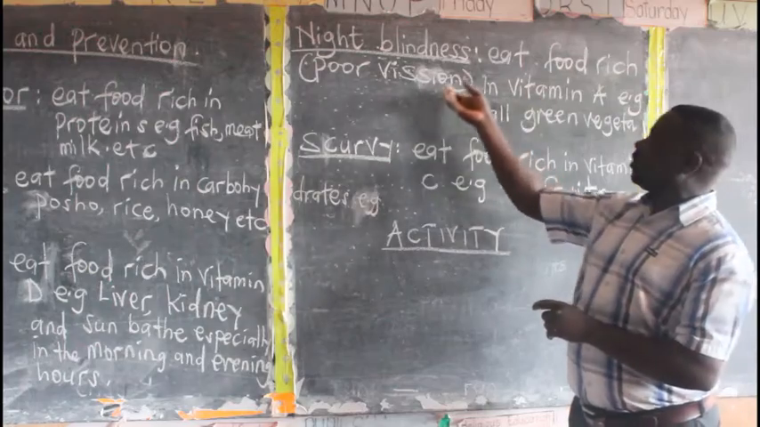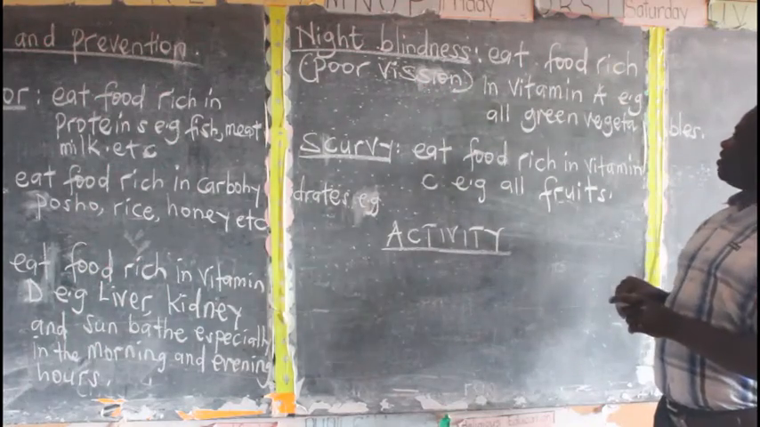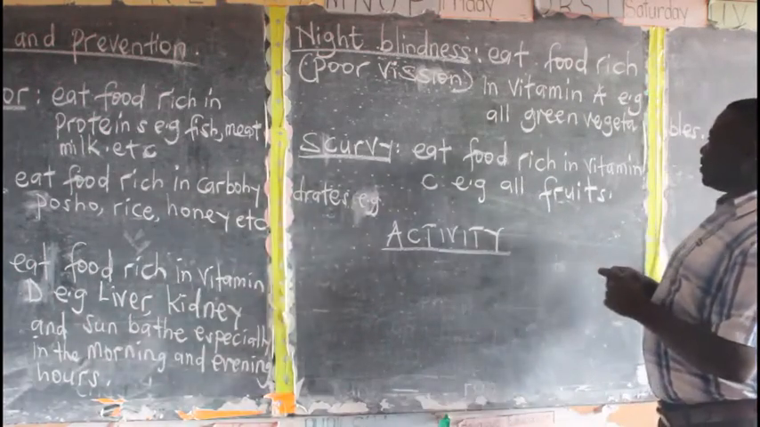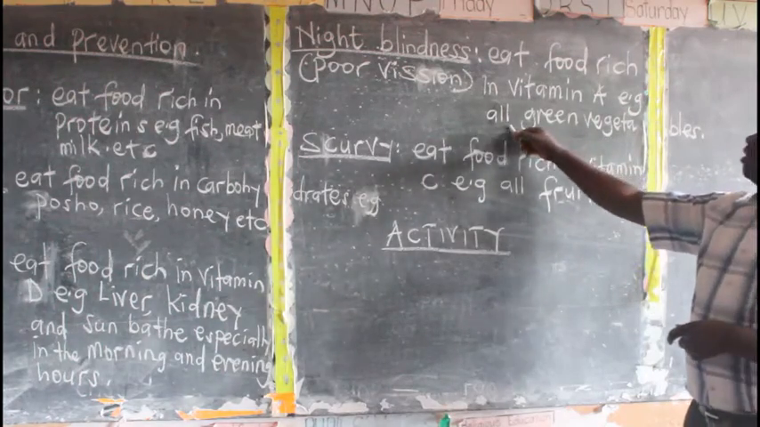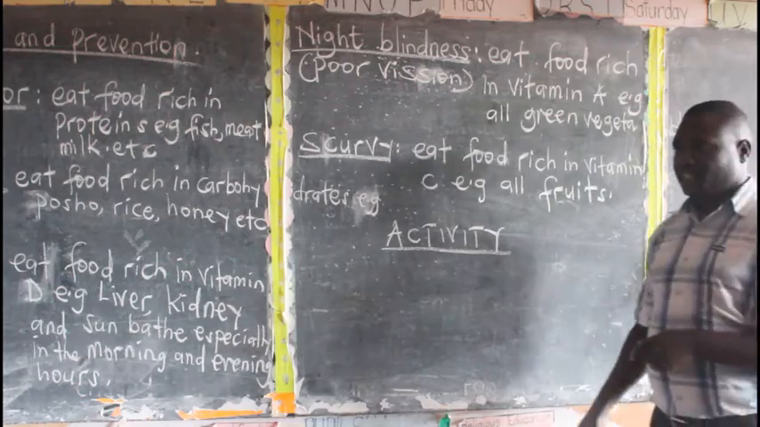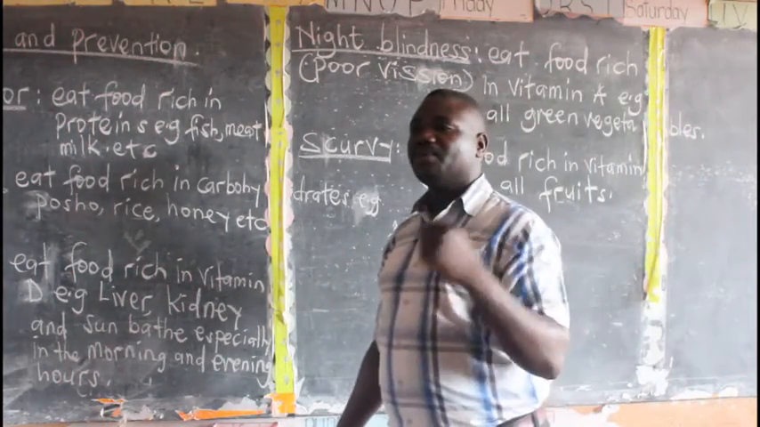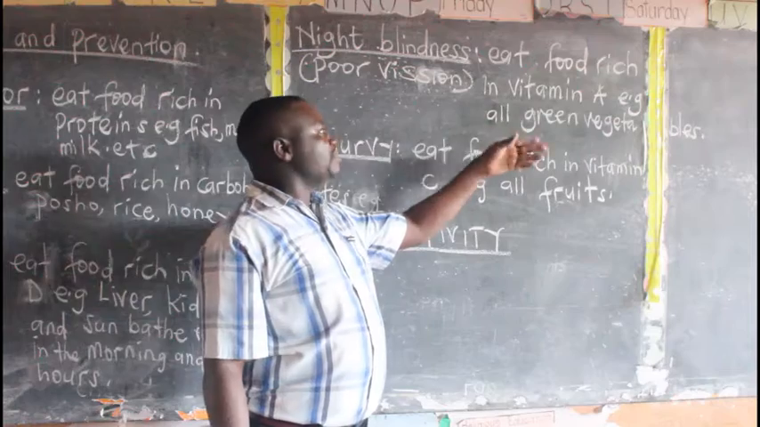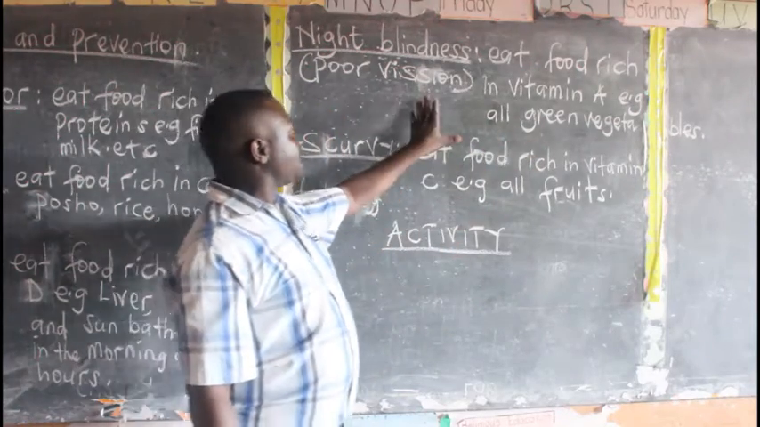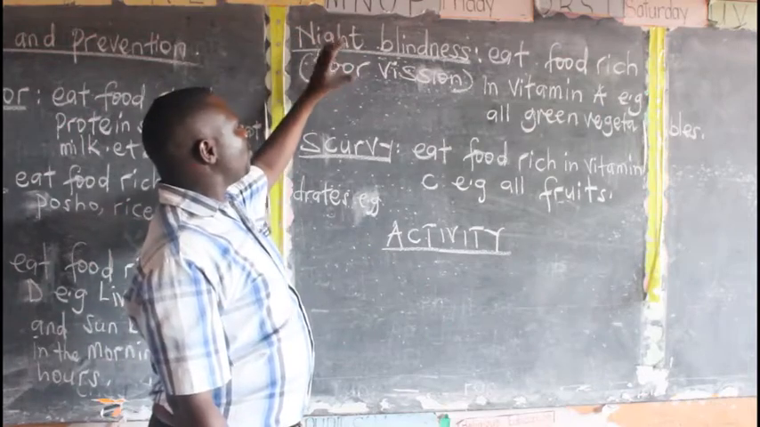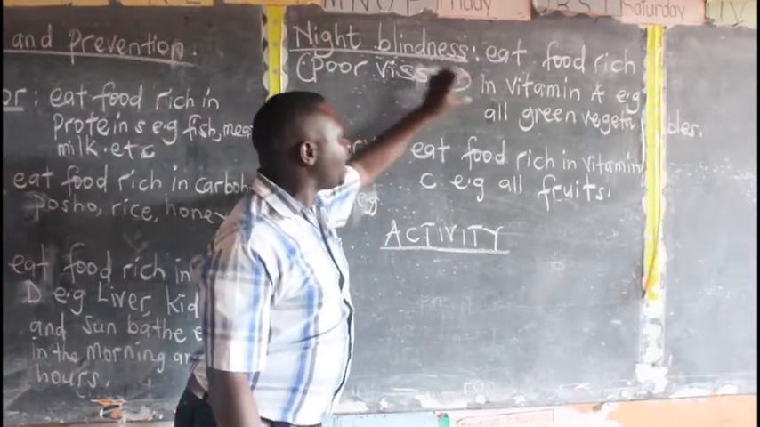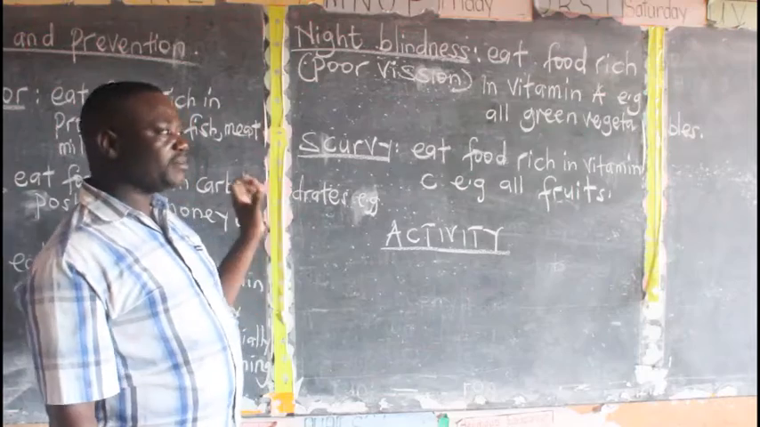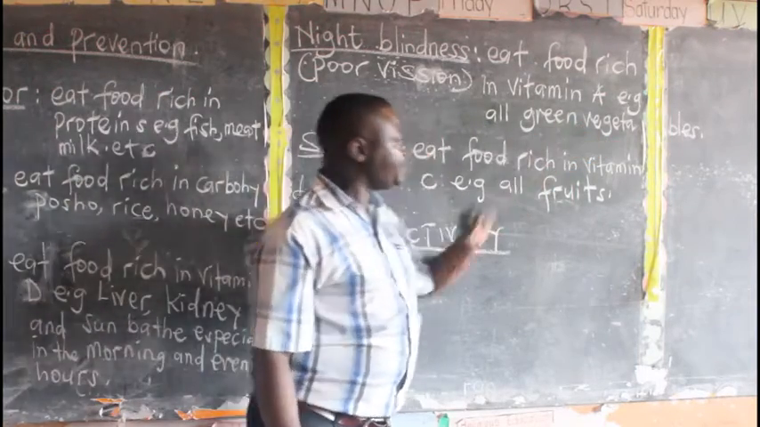Night blindness. How can one control this? By eating food rich in vitamin A. Which food? We will eat all green vegetables. What have you ever heard about? Carrots, dodo, cabbage, skuma wiki, nakati. So when you eat that, you will be preventing night blindness. You will have rightful eyesight. You see properly during daytime and even at night once you include all this in your diet.